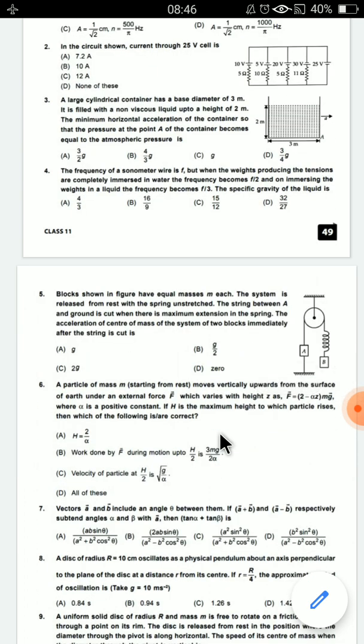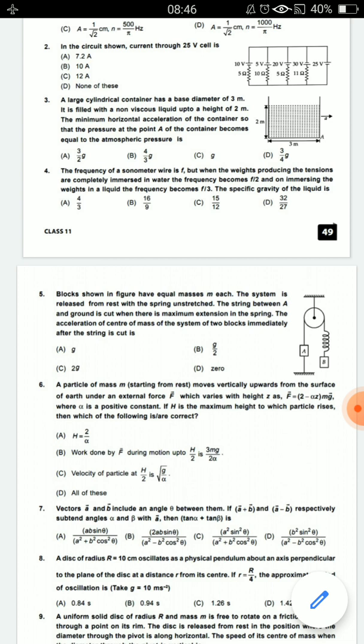Again, question number 5. Blocks shown in the figure have equal mass m each. The system is released from rest with the spring unstretched. The string between A and the ground is cut when there is a maximum extension in the spring. The acceleration of the center of mass of the system of two blocks immediately after the string is cut is: option A, g; option B, g by 2; option C, 2g; and D, 0.